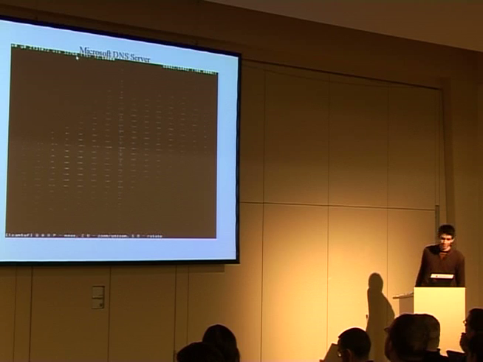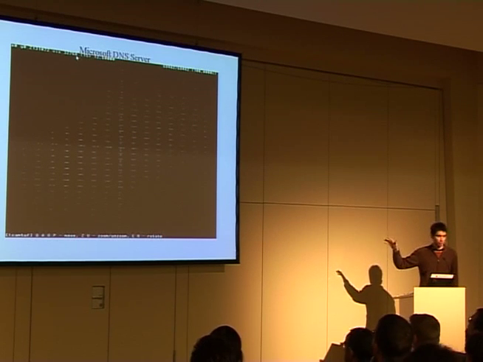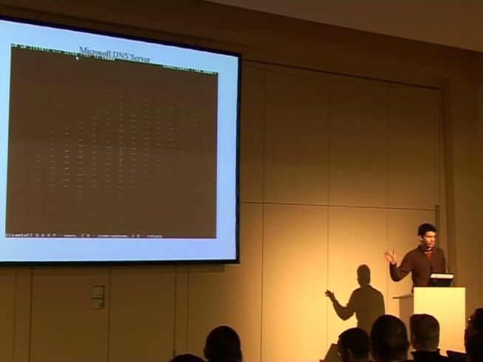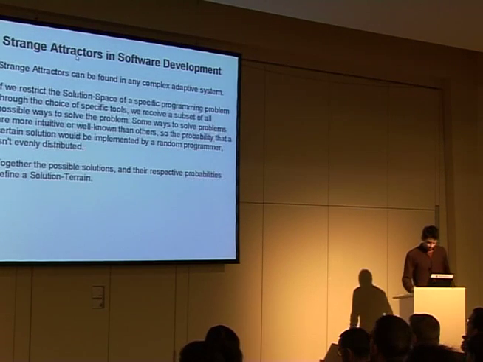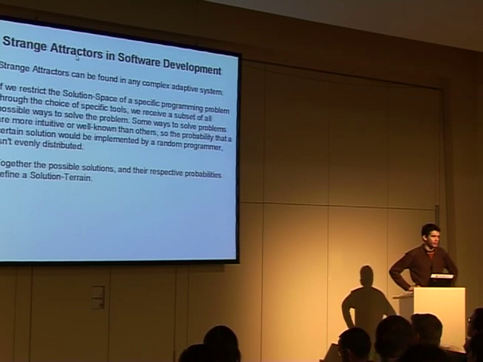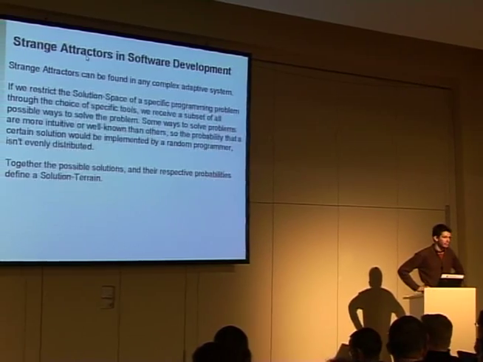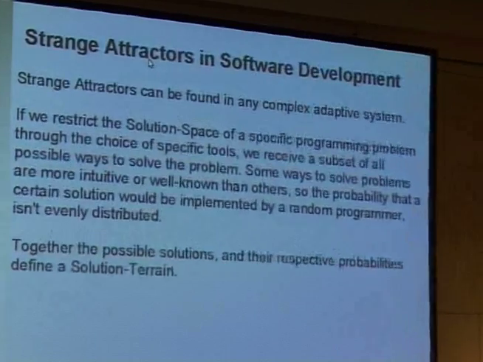Yeah, Microsoft DNS server is pretty bad too. This is 2001, so there was another test later. I don't have those slides right now. Some things improved, some didn't. And if you read a little bit more about those complex systems, you find out strange attractors are an inherent property of complex adaptive systems, which means self-organizing systems and self-creating networks and all that fancy stuff that has come up in recent decades.